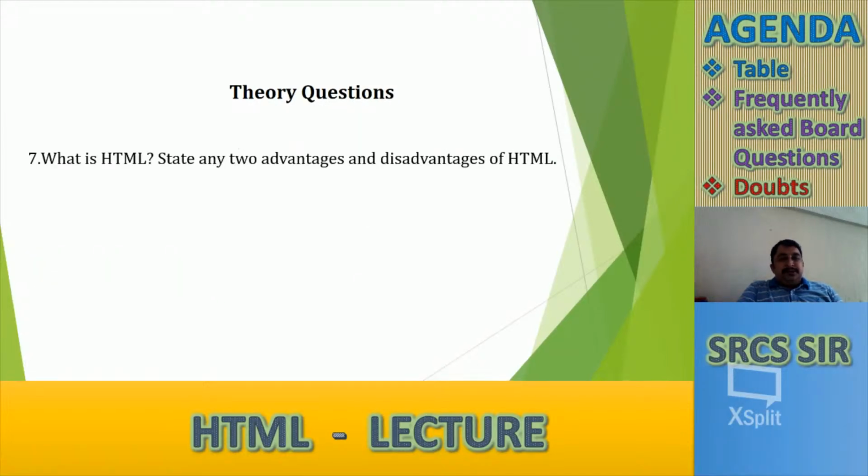Then what is HTML? State any two advantages and disadvantages of HTML. Already I have explained to you what is HTML, and the advantages and disadvantages we have already discussed, right? So 1 mark is for what is HTML and 2 marks for the advantages and disadvantages. You need to write 2 points in advantages and 2 points in disadvantages. Each point carries half a mark.